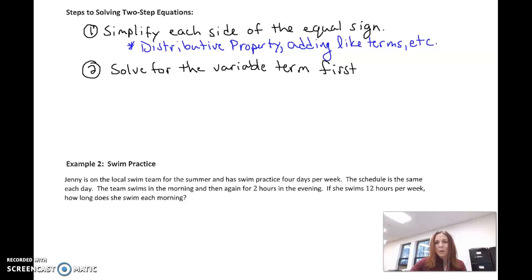Now, what do we mean when we say variable term? Okay, variable is that letter, all right? But it's more than that. It's a symbol representing an unknown number. Okay, so we're going to find that variable, that letter, and we're going to solve for that term. Meaning if there's a number out front of it, we're going to solve for that. And basically, what we're going to do here is work order of operations backwards.